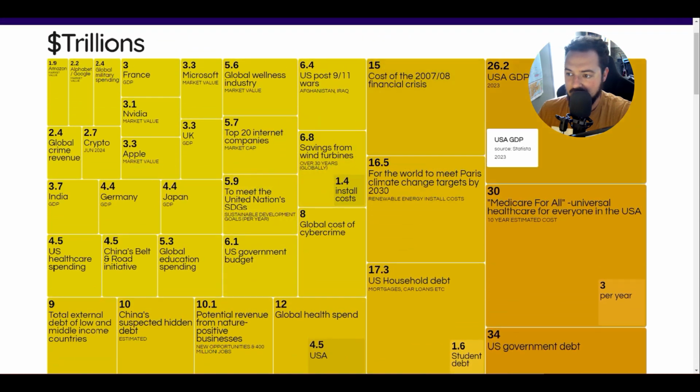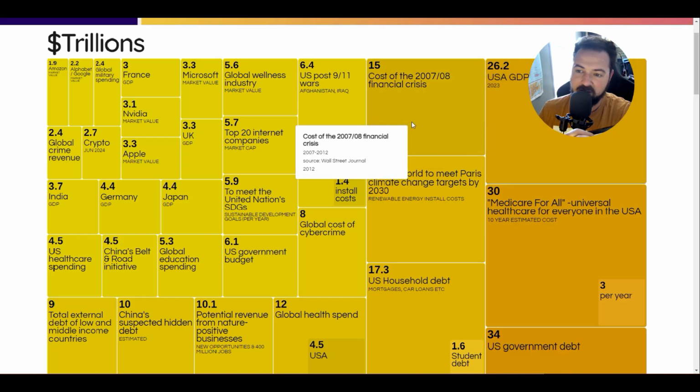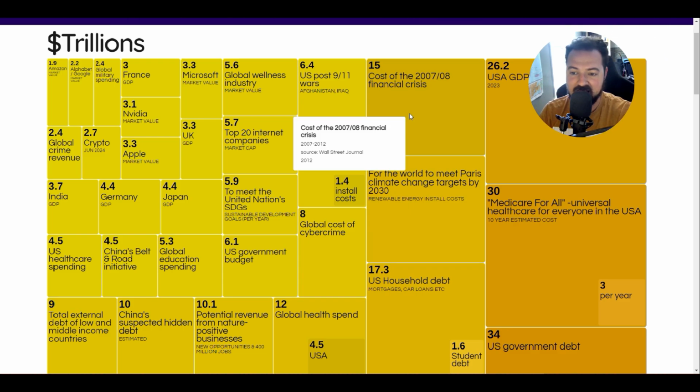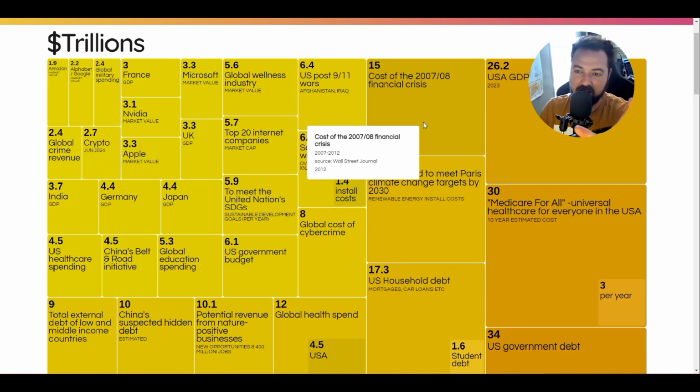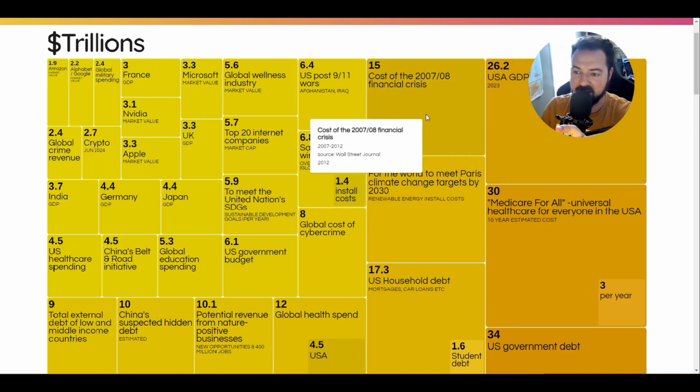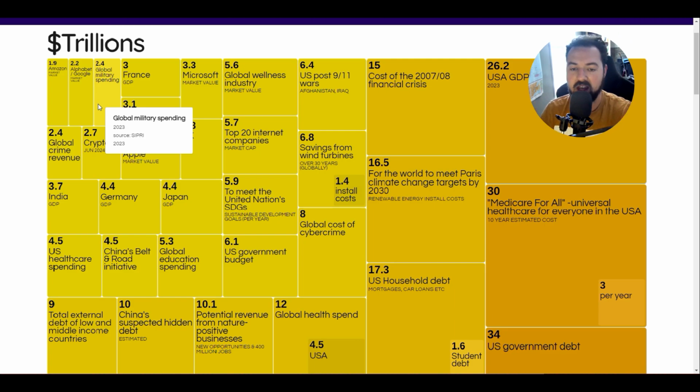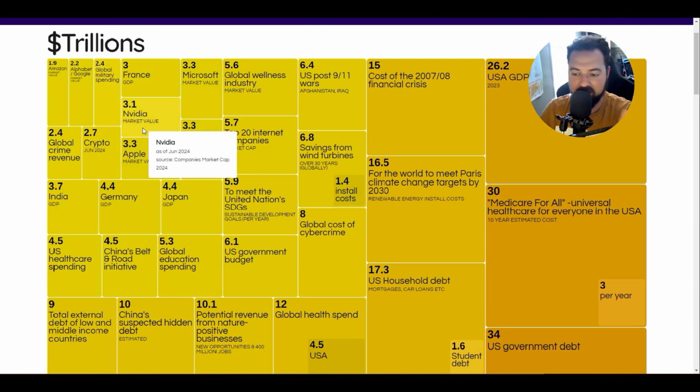Now, if you slide on down here, you'll see the GDP of the US, 26.2 trillion, right? One interesting thing here, the cost of the 2007-8 financial crisis in the US, famous event, the cost of that, if you look how big that is, multiple times the cost of the entire global military spending budget, which I just think is an interesting comparison. You can see how big this block is over here compared to these other ones. And so I think money is a fantastic use case for a Treemap, and this just kind of proves it.